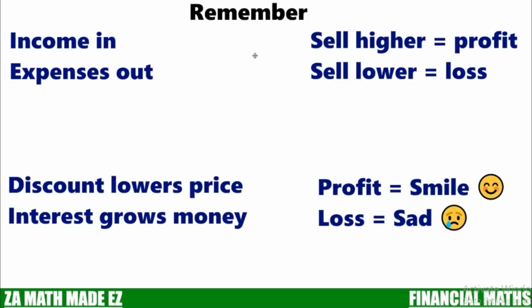Here's some simple things to remember. It's not that complicated. Income is money coming in. Expenses is money going out. If you sell it for higher than the cost price, it's profit. If you sell it lower, that's a loss. Profit, happy. Loss, sad, very sad. Discount lowers prices. Interest grows money. Discount lowers the price of something, whereas your interest grows your money.